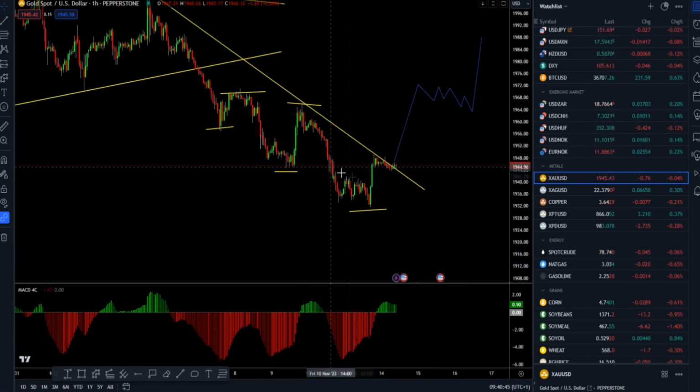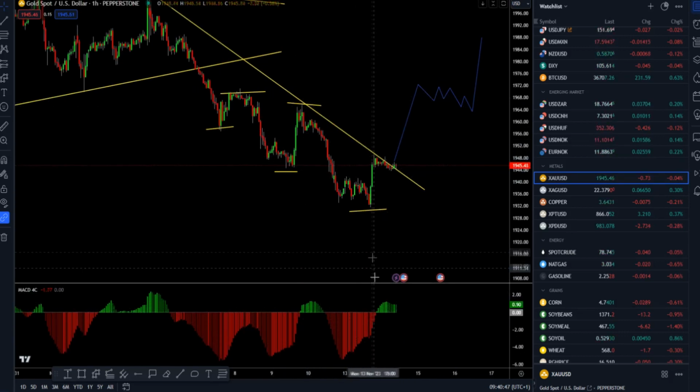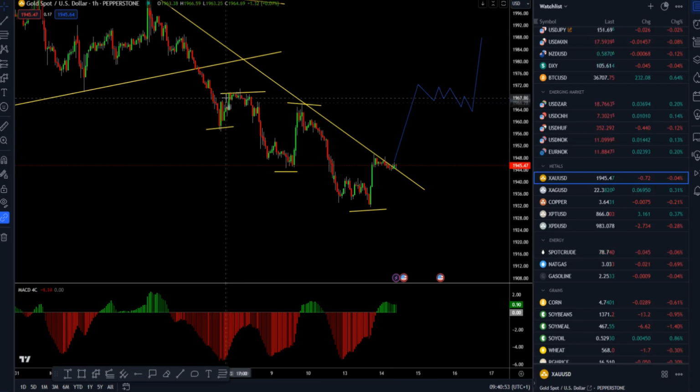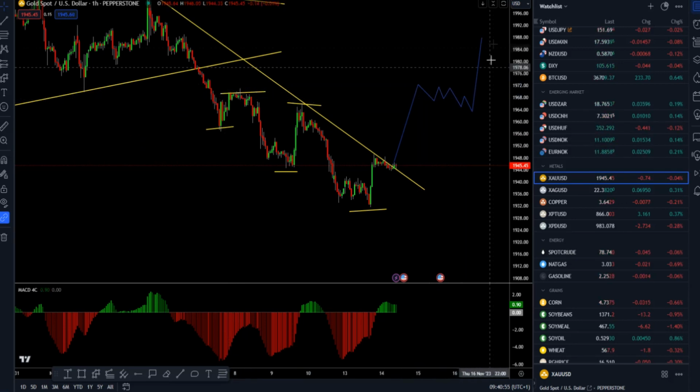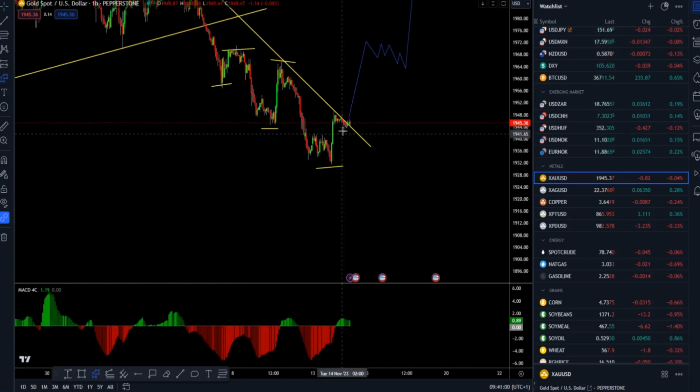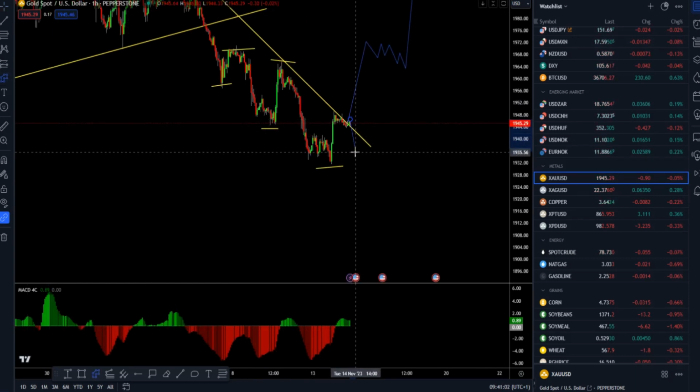There is a potential just for corrections. But in case we see some bigger increase of demand and some impulsive move to clear those highs, and if we can hold above, then that can be a good potential for the upside scenario. If not, if we see the supplies taking control, don't forget we have a CPI today.